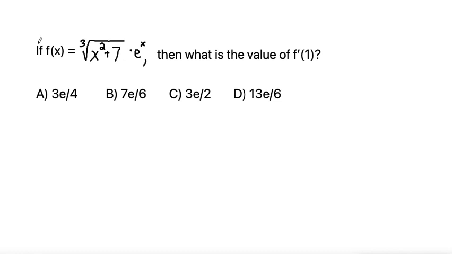So this problem says if f of x is equal to the cube root of x squared plus 7 times e to the x, then what is the value of f prime of 1? Okay, so we're trying to take the derivative and substitute 1. Let's start by taking the derivative.